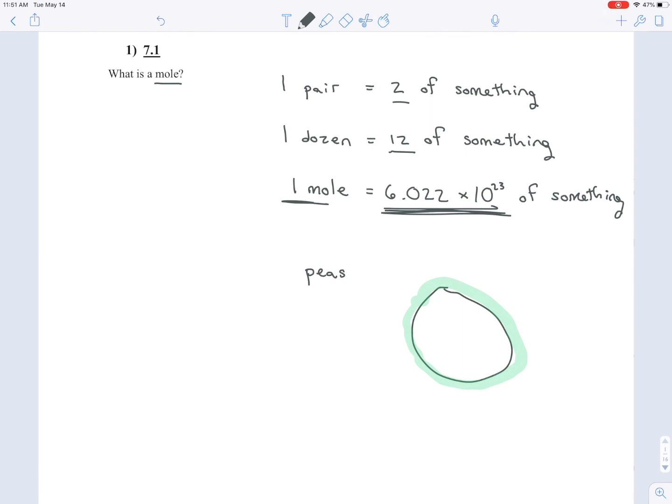It's a group of 6.022 times 10 to the 23rd of something, and it's used in order to make the numbers that we deal with in chemistry more intuitive.